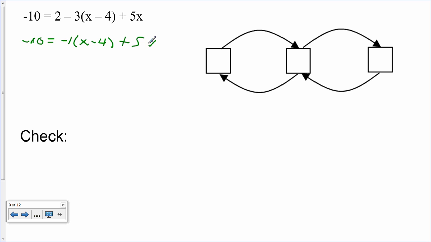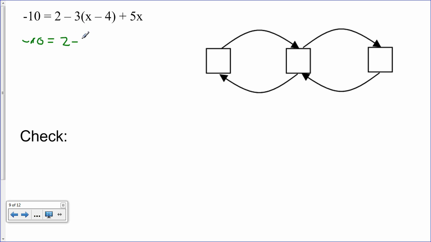Now, let's take a look at this. What did they do? Where did they go wrong? I suggest you pause the video and think about it for a second. Okay, where they went wrong is they didn't follow order of operations. 3 times the quantity x minus 4: this multiplication has to precede this subtraction. So that was nonsense.